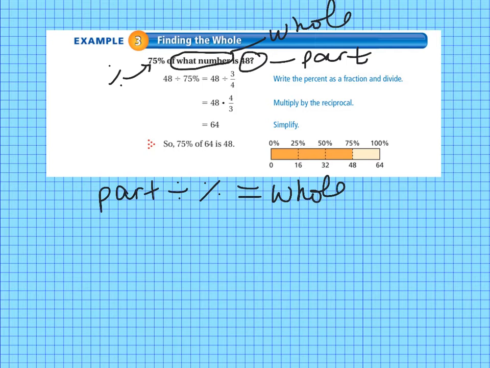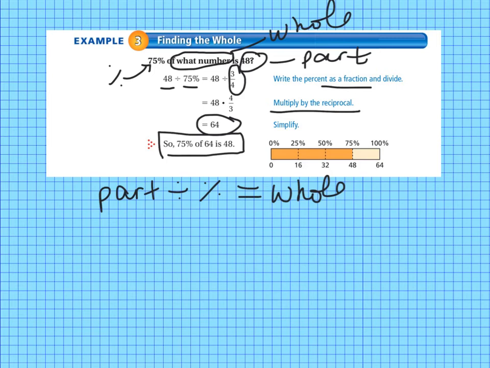So we take 48 divided by 75%, and that's going to equal our whole eventually. So 48 divided by 3/4, because 75% as a fraction equals 3/4. And remember, you can do that as a decimal if you prefer. And we multiply by the reciprocal, 48 times 4/3. And we simplify, and that equals 64. So 75% of 64 is 48.